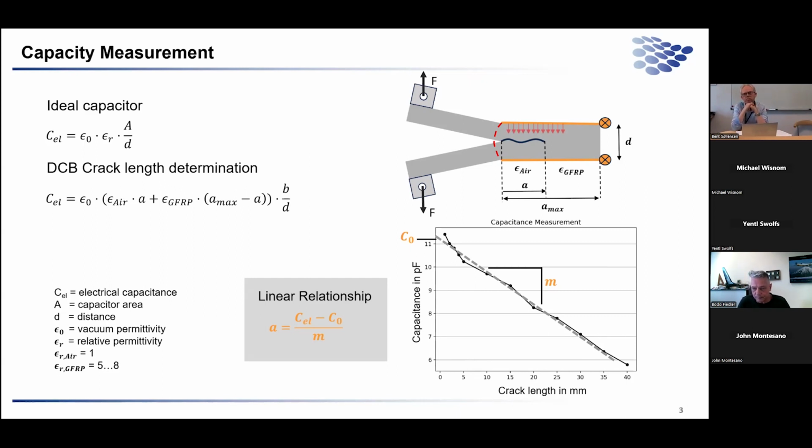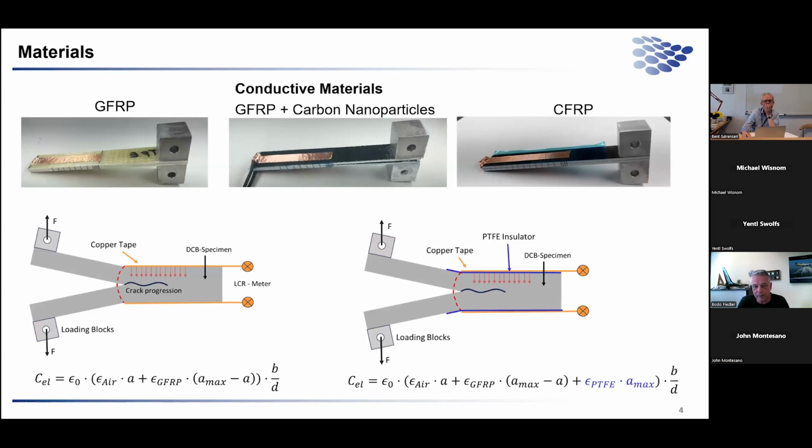And so then we get the slope M from the capacitor. This is because the crack has the permittivity of air and the material has its own permittivity, so the ratio changes just with regard to the length of the crack. So that's the basic idea.